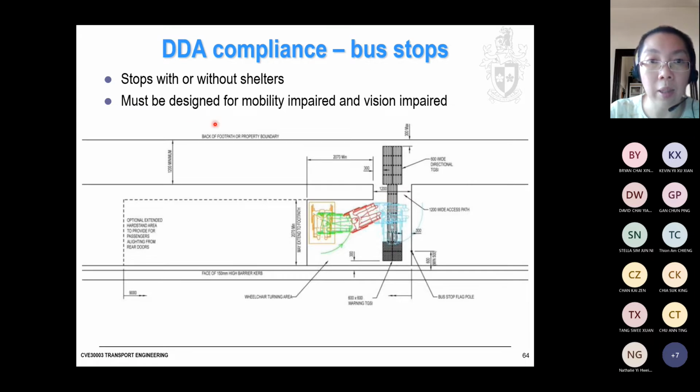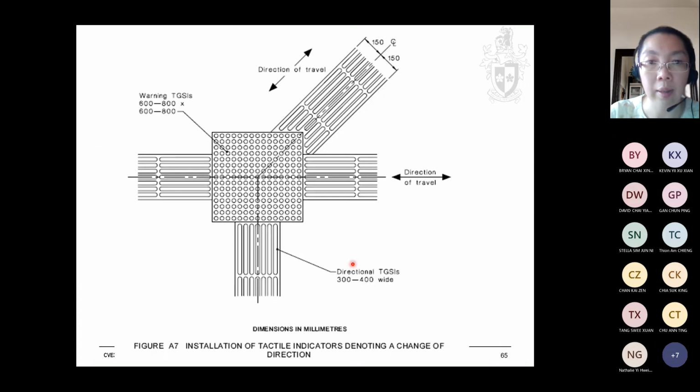All right, and this bus stop is in compliance or designed for mobility impaired and vision impaired. So this part is for vision impaired, and for mobility impaired, we need to have a spacious space for them to maneuver and get ready to go into the bus. So what they do is that if they are coming from this direction, then the wheelchair, they will go to this and reverse into this direction so that when the bus comes, they are ready to move into the bus. Okay, then we have this. This is to warn them of the change in direction.